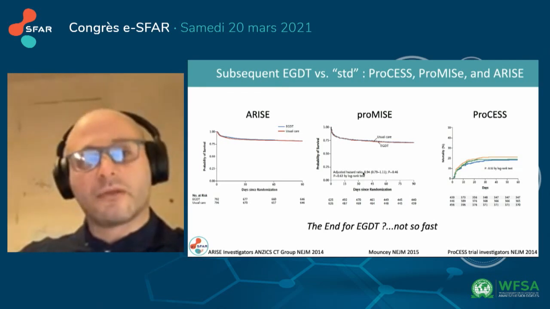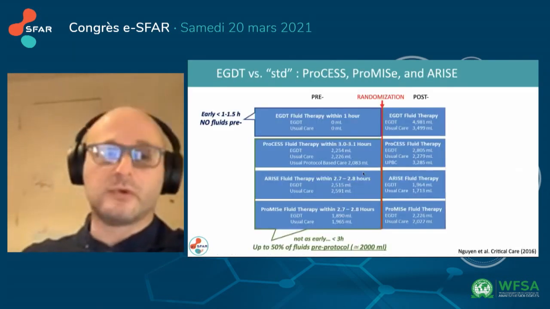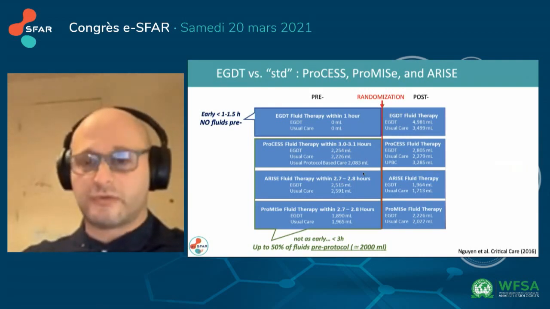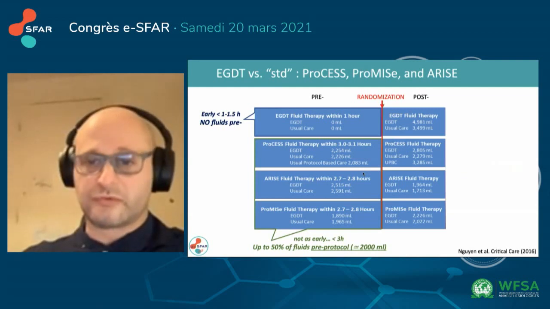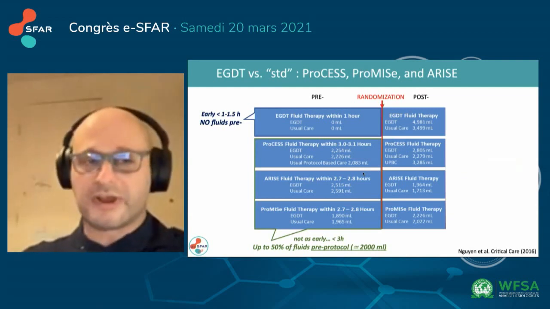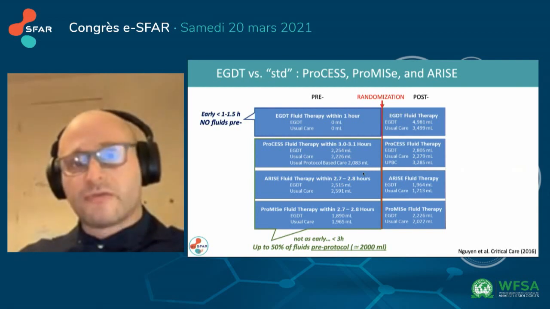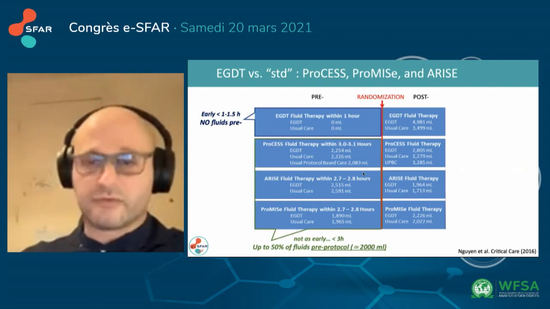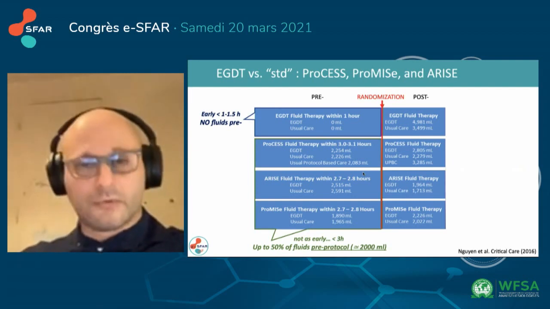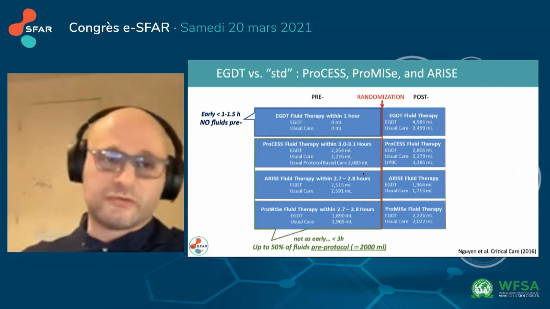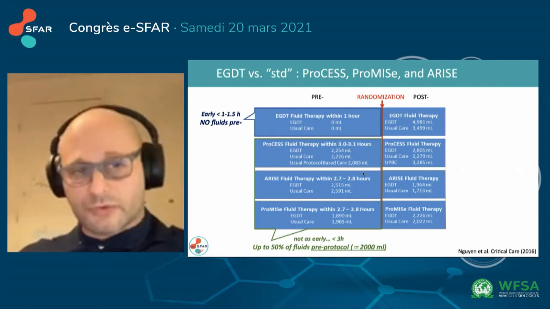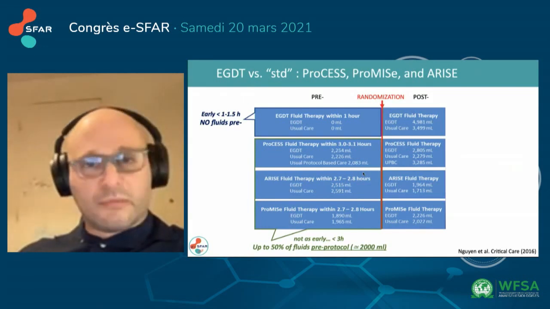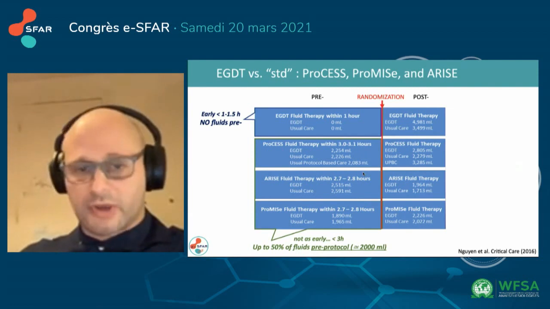When looking at these different studies compared with Rivers, one of the main differences was that EGDT really started as soon as patients presented to the emergency department, so we're in a 1 to 1.5 hour time frame, and these patients were completely unresuscitated when they were randomized. They had not received any fluids at all, and all the fluids were administered according to the EGDT protocol. In the trio of studies, ProCESS, ARISE, and ProMISe, patients were not managed that early. They were in a 3-hour time frame.